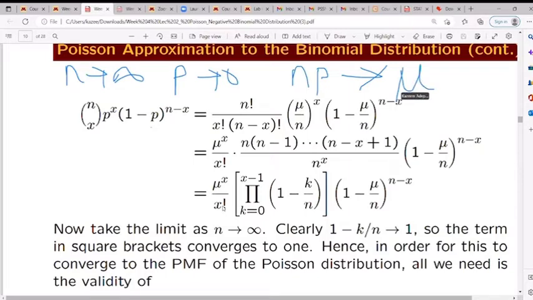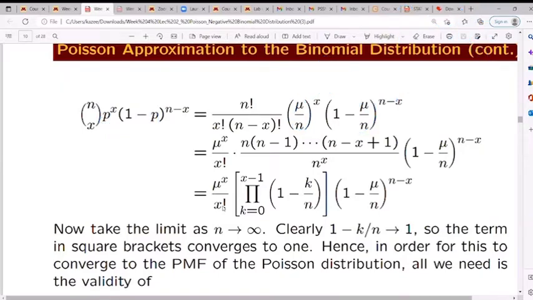Don't forget that mu is the mean of the Poisson distribution. And of course, if I want to find p now, what am I going to say? So p is basically mu divided by n. And that is the reason why you see me plugging in mu divided by n in place of p. Take a look at that.